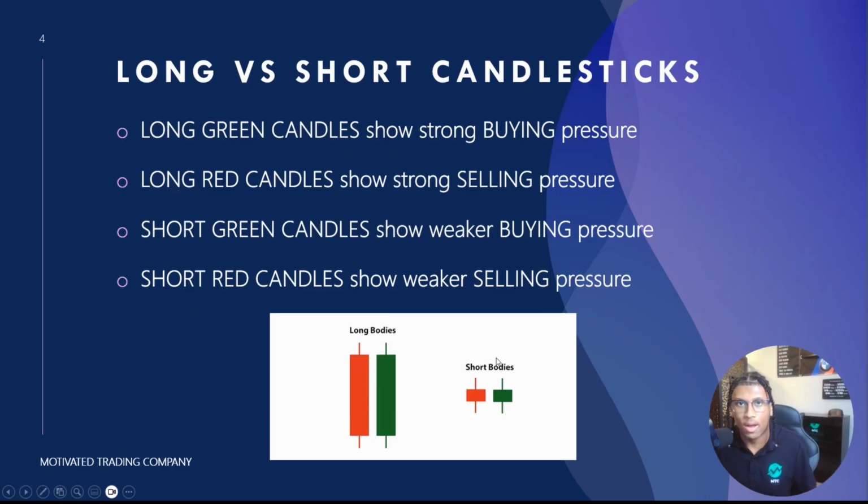It's just switched around. This is not confusing, so don't overthink it. It's not a trick or anything like that. Long green candles, lots of buying pressure. Long red candles, lots of selling pressure, and vice versa for shorter candles.